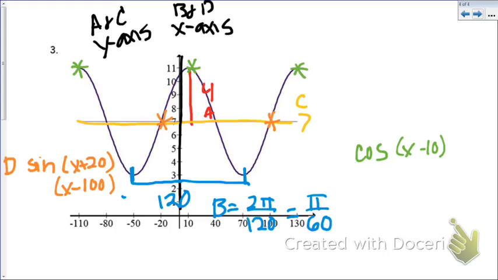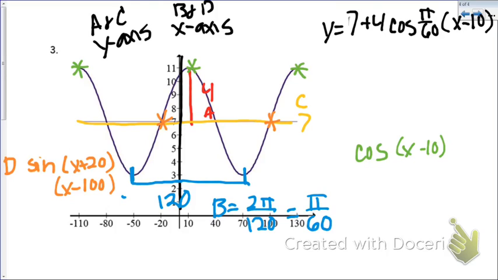So fully written out, one possible equation would be y equals 7 plus 4 times the cosine of pi over 60 times x minus 10. And that's it, guys.